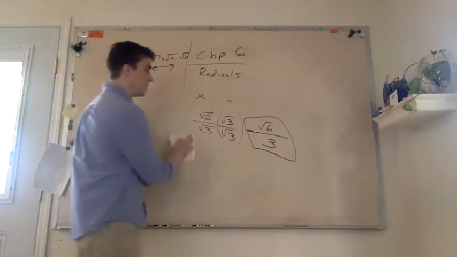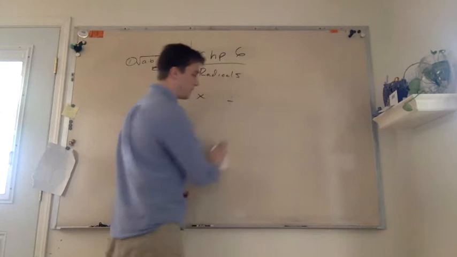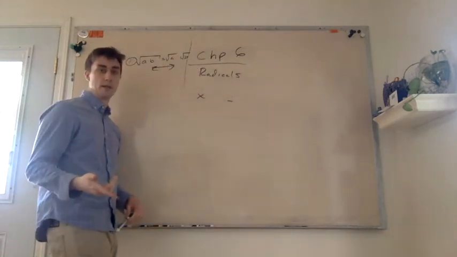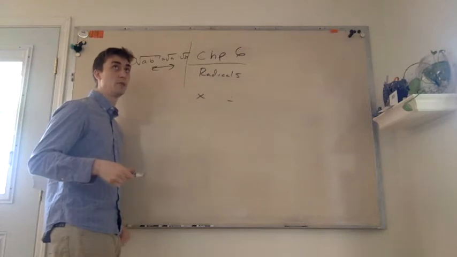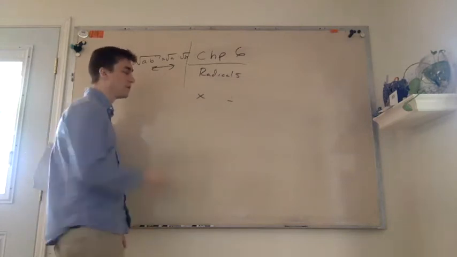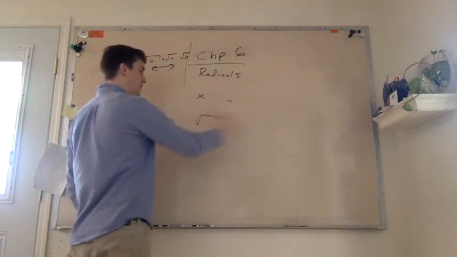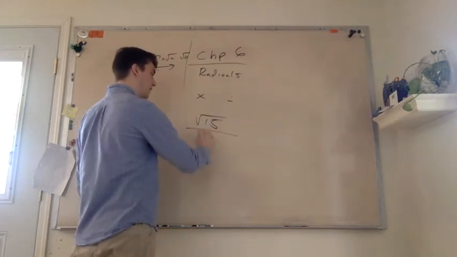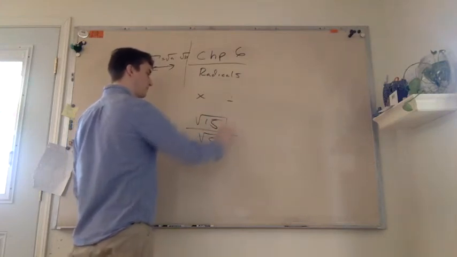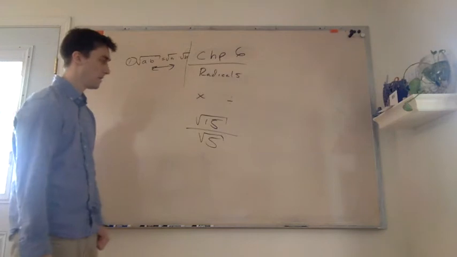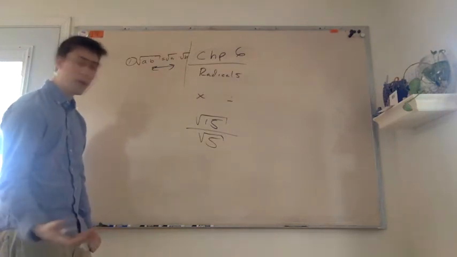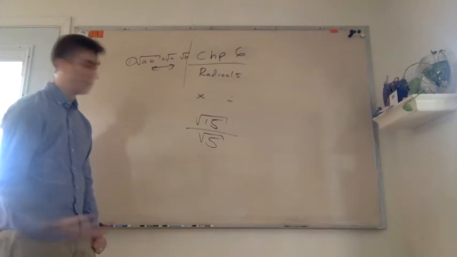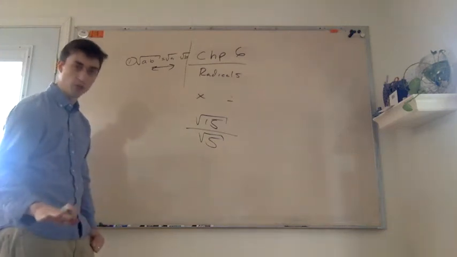Cool. Well, there are other types of division of radicals too. Sometimes it's unnecessary, right? Sometimes you don't have to rationalize the denominator in order to get rid of it. Let me show you. So you have the square root of 15 divided by the square root of 5. Go ahead and rationalize the denominator if you want. You could do that. You should do that.